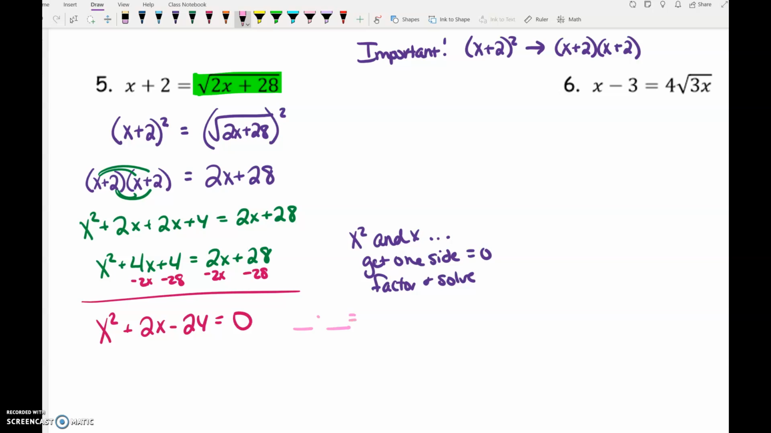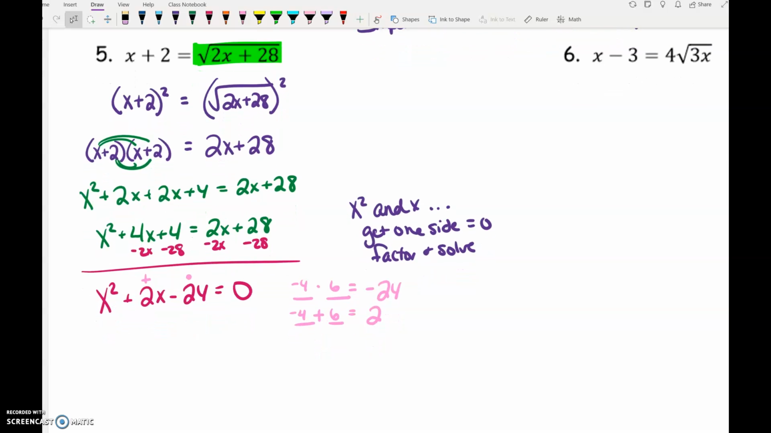I'm looking for two numbers that multiply to give me negative 24. You always multiply to get that third term, the number that doesn't have an x. That same pair of numbers has to add up to the middle term, the number that has the plain x. 1 times 24 would not work. 2 times 12, 3 times 8, 4 times 6, 4 and 6 would work if it's negative 4 and positive 6. This means our factored form is x minus 4, x plus 6. And our solutions are positive 4 and negative 6.